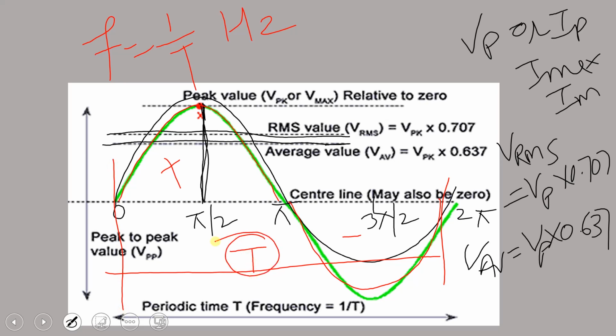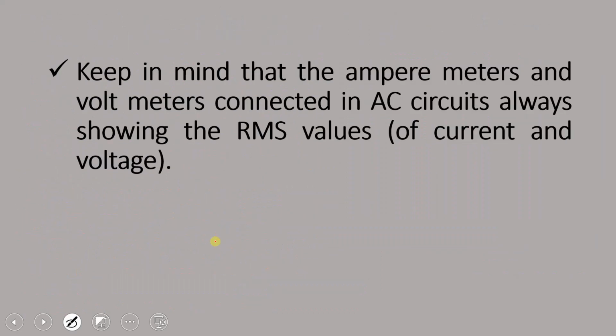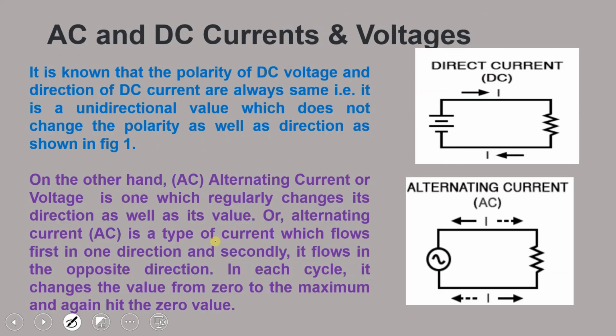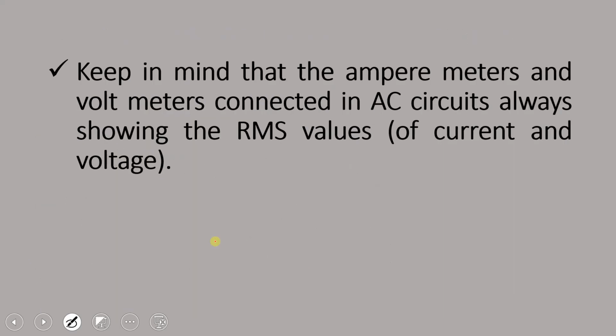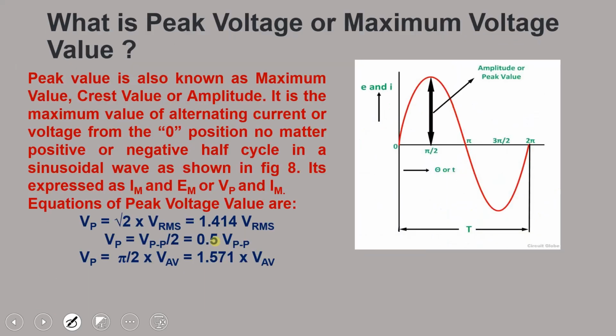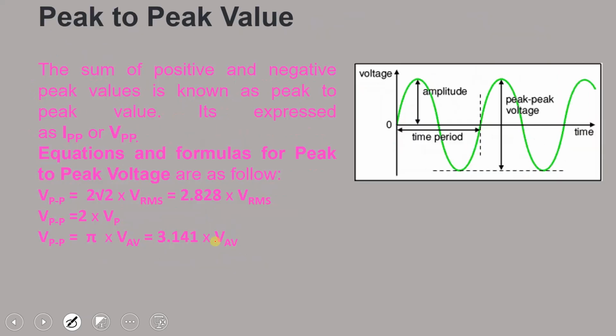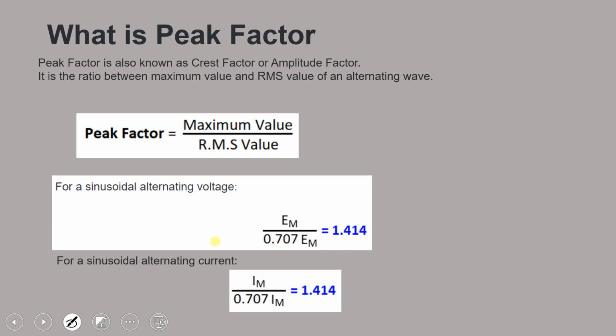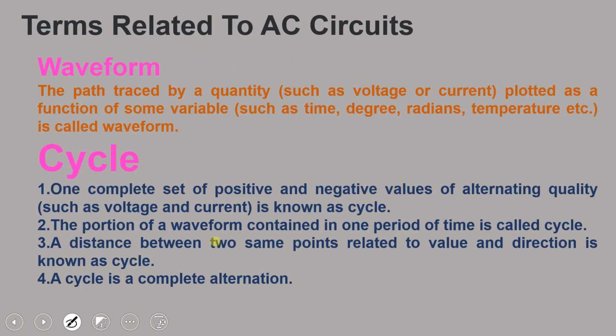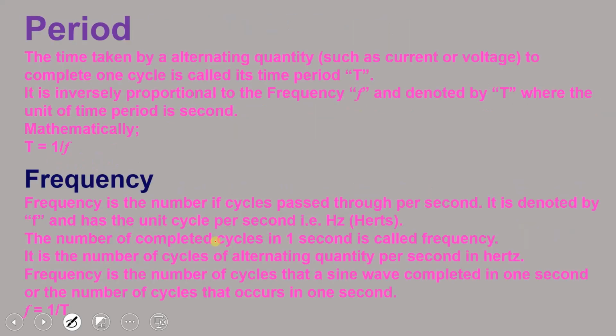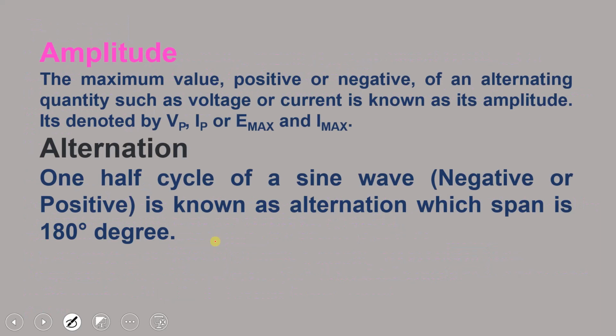So these are the terms which we have in the AC fundamentals. I will quickly go through the slides which we discussed today. First the basic difference between AC and DC, then RMS value, then average value, instantaneous value, peak voltage or peak current, then peak to peak voltage, then peak factor, form factor, and terms related to AC circuits: waveform, cycle, period, frequency, amplitude, alternation.